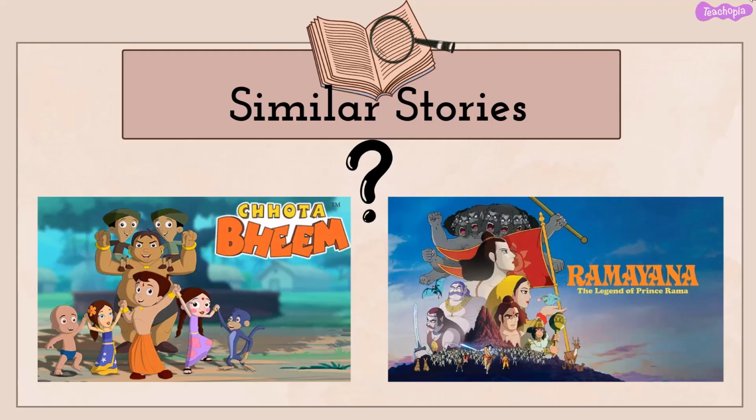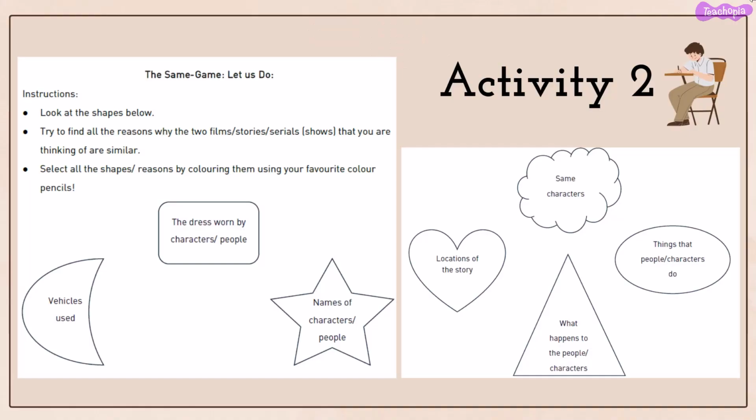The same way, movies or TV shows like Chota Bheem and Ramayana, the legend of Prince Rama can be compared, where similarities are that in both the stories or both the TV shows or movies, good wins over evil, or that the hero saves the day. Having given that as a context, we move on to activity 2.